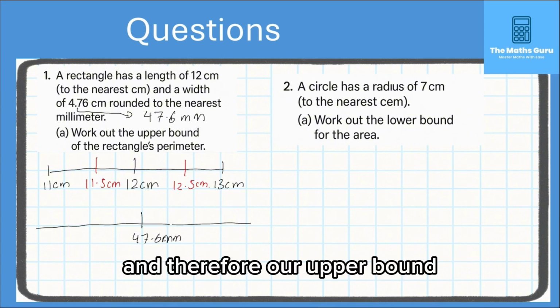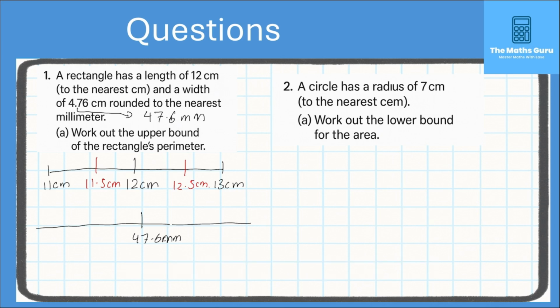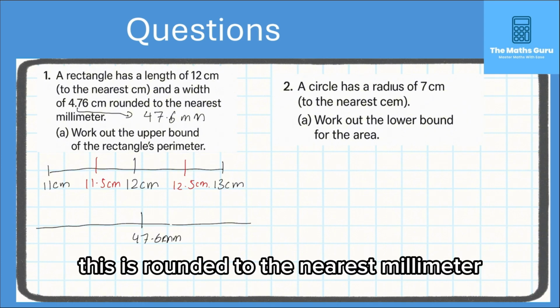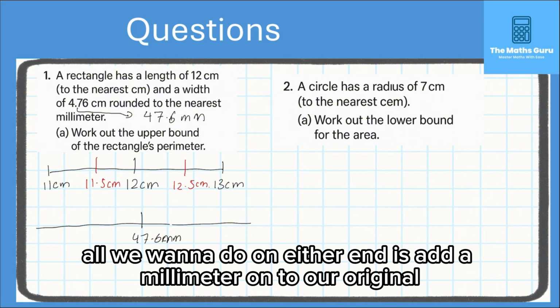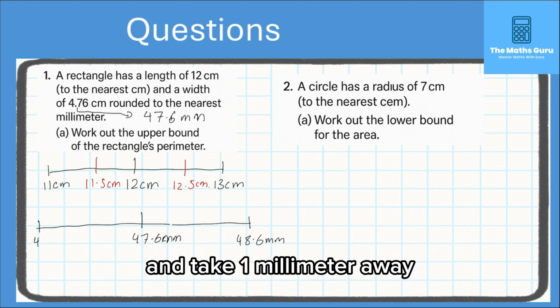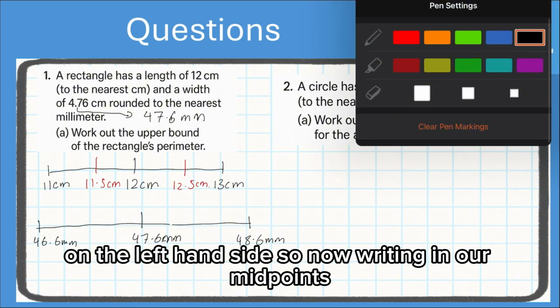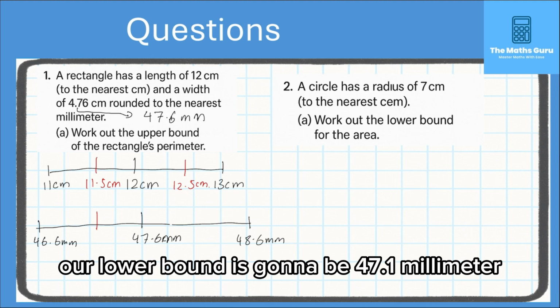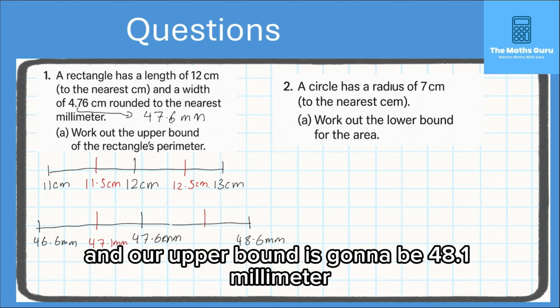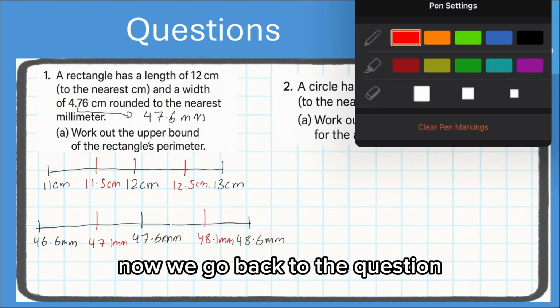And therefore, our upper bound is rounded to the nearest millimeter. What we want to do on either end is add a millimeter on to our original and take 1 millimeter away on the left hand side. So now writing in our midpoints, our lower bound is going to be 47.1 millimeters and our upper bound is going to be 48.1 millimeters. Now we go back to the question.